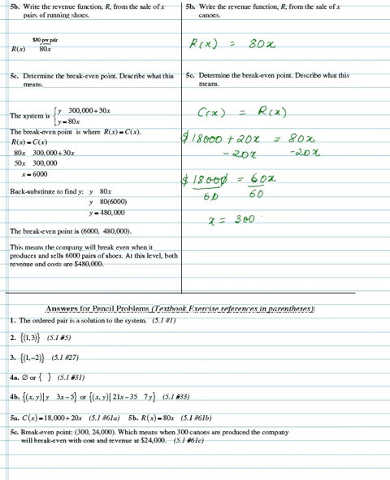So when the company sells 300, let's see how much money it makes. When the company sells 300 canoes, the production cost C of x would be 18,000 plus 300 times 20. That would be 24,000. So when x is 300, the y value is 24,000.